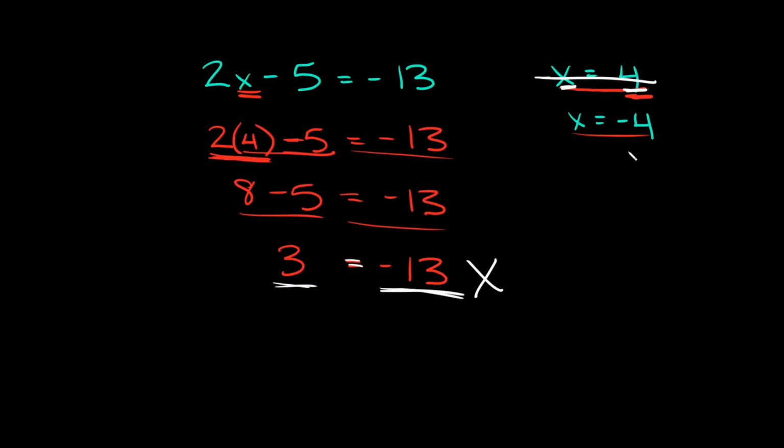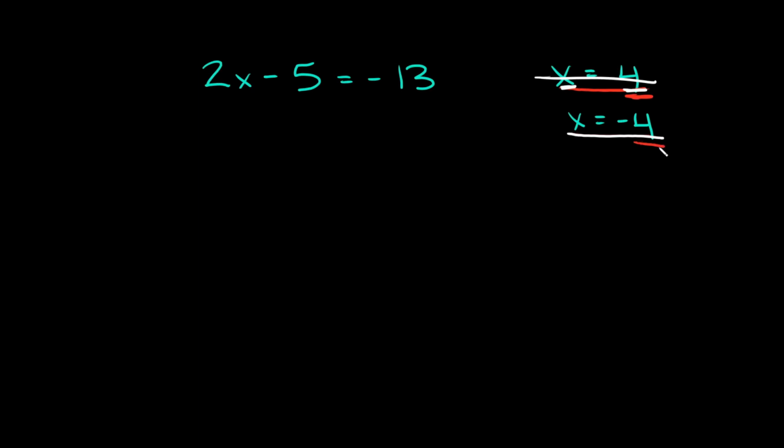So now let's try the other one, this x is equal to negative 4. This time I'm going to plug in negative 4 for x. So instead of 2 times x, I'm going to have 2 times negative 4. And again, let's bring down the rest of this equation. So then we have this minus 5 is equal to negative 13. On the left side of the equation, we have 2 times negative 4 minus 5. How are we going to simplify that? Well, again, multiplication always comes before addition or subtraction, so we're going to do this multiplication first.